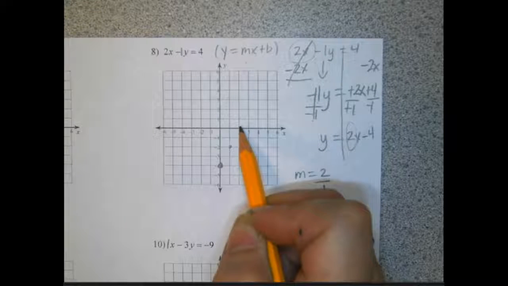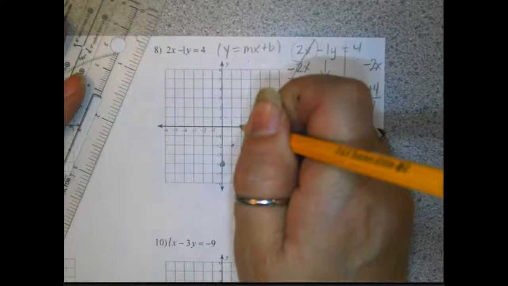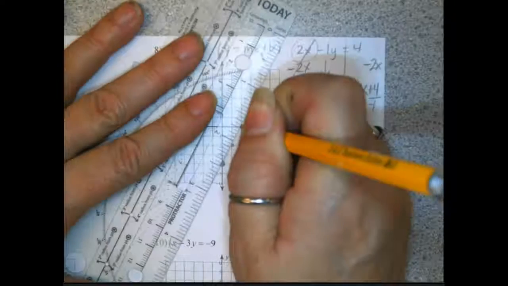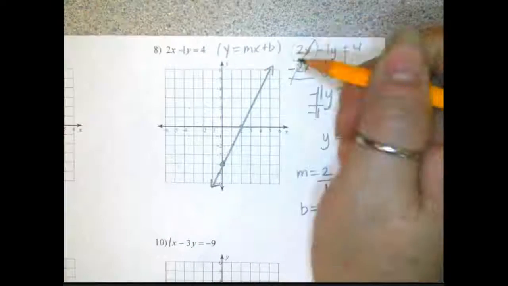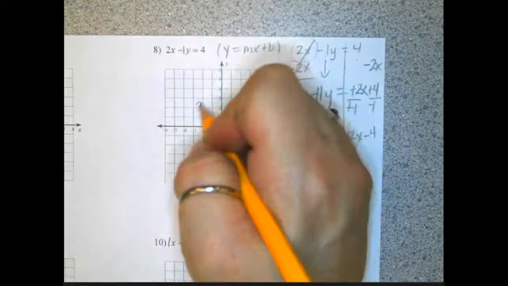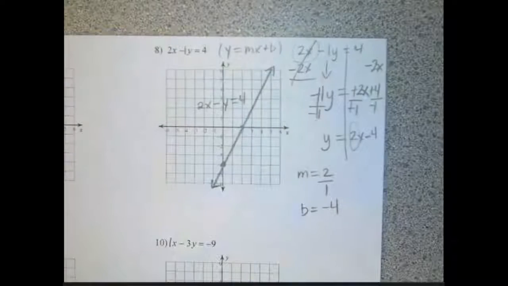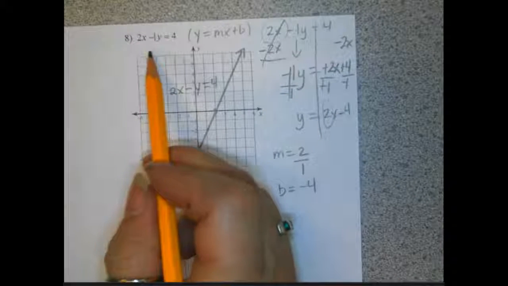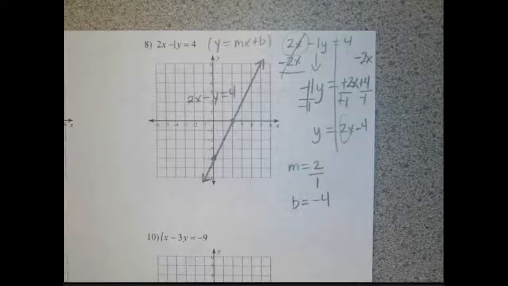Up 2, right 1. Take your straight edge. Draw your line from end to end, add arrows on both ends, and then label it. This is 2x minus y is equal to 4. Label it with your original equation, not your new slope-intercept form. Remember, is it coming back to you now?